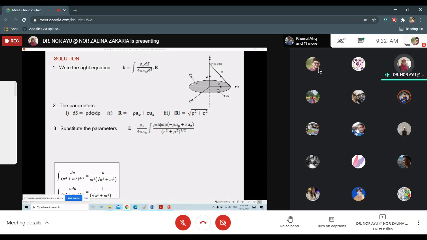Alright, so the only surface for the position yang dekat Z is the top surface. Yes. Okay. Kalau the positions of this surface dekat phi, that will be your, apa namanya? Side surface. Alright.